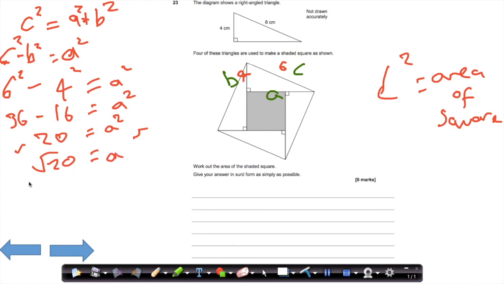And the square root of 20 can be simplified to the square root of 4 times the square root of 5. Remember from earlier, our third simplification: square root of 4 is 2, and so it's going to be 2 root 5.